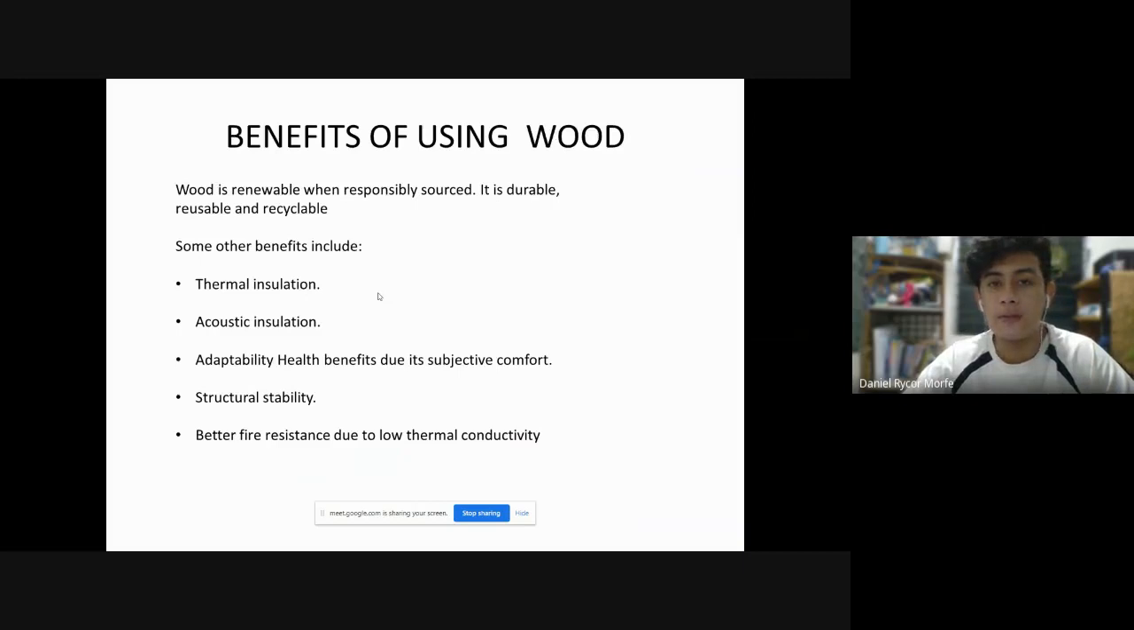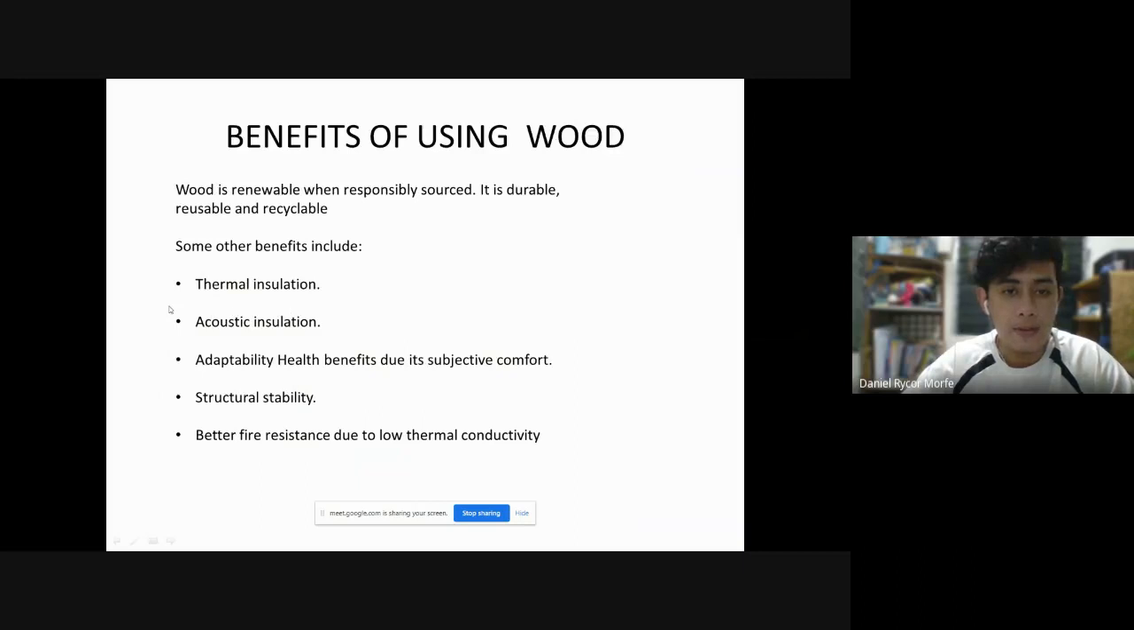So, benefits of using wood. Wood is renewable when responsibly sourced. It's durable, reusable, and recyclable. The wood can be used again, so it can be reused after use, like that, and so on.